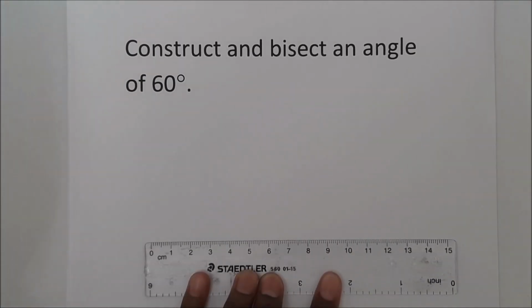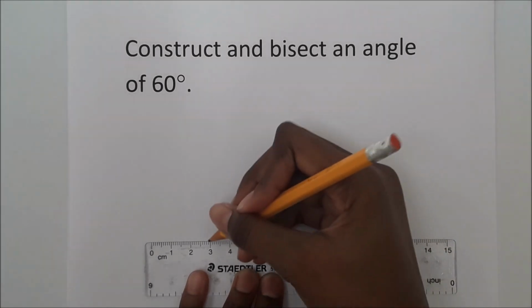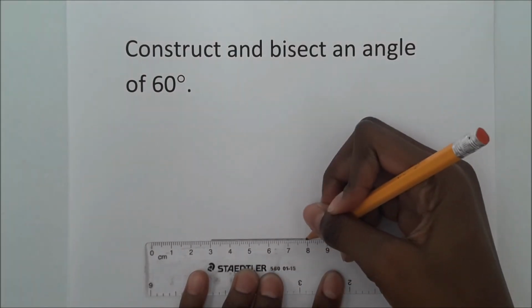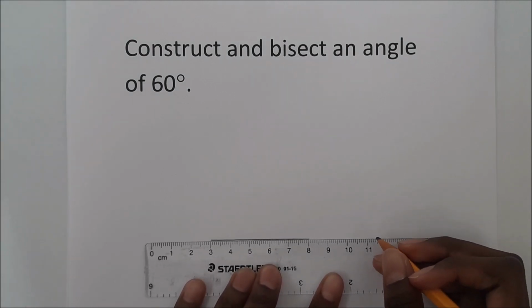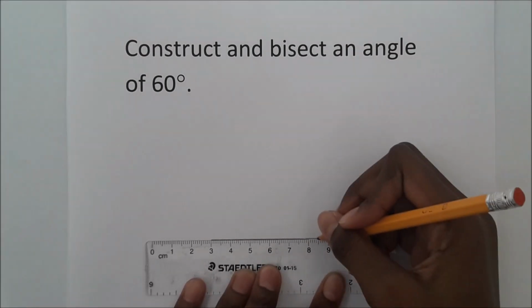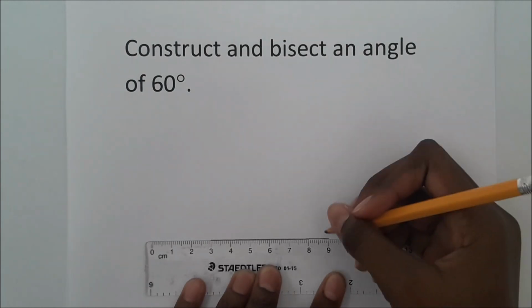Now, what are we doing? Construct and bisect an angle of 60 degrees. So we're doing the construction again for practice, and then she will show you how to bisect it. Go ahead. Draw a line. Further. Do it big. Try it again.